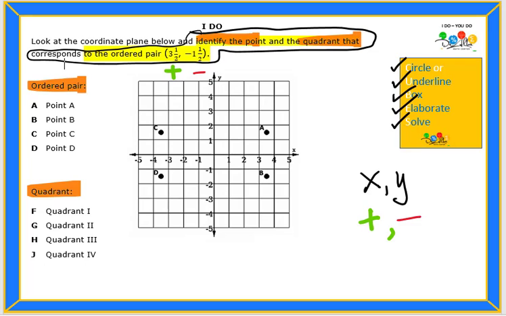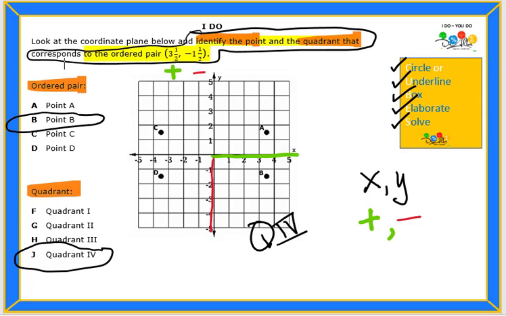Positive on X would mean you're going to the right. You're moving units to the right. On the Y, negative means you are moving units down. We are looking at quadrant 4. So J for the quadrant and B for the point.